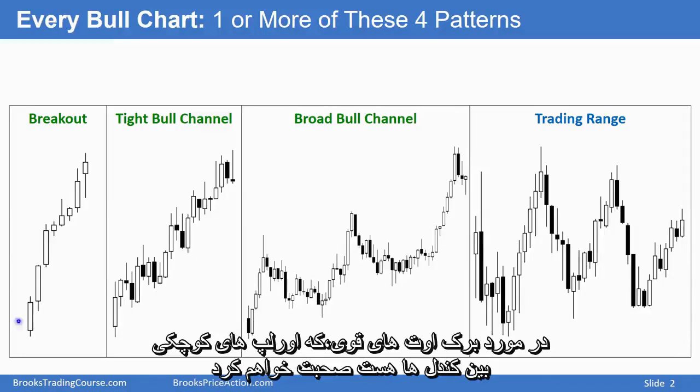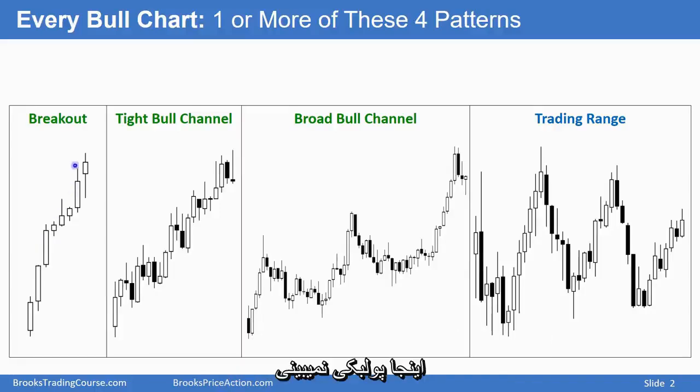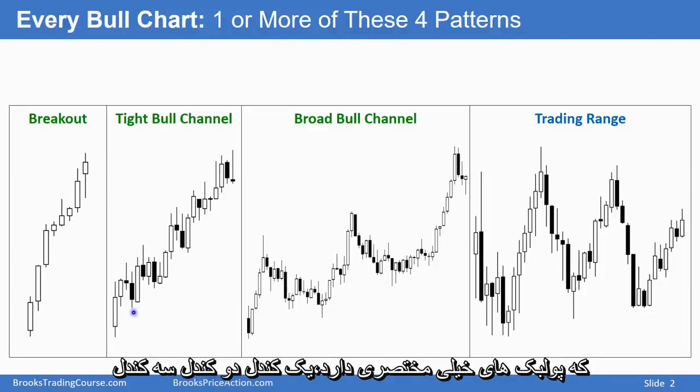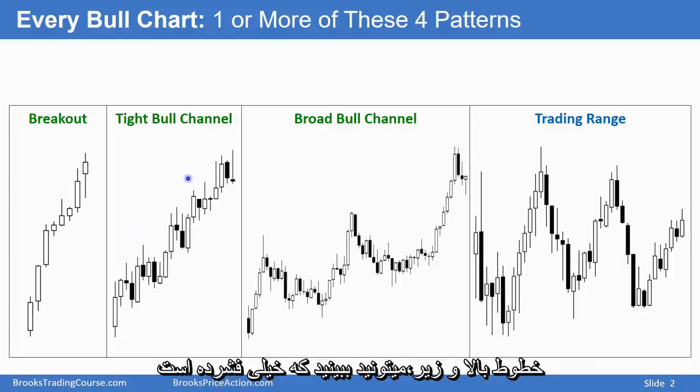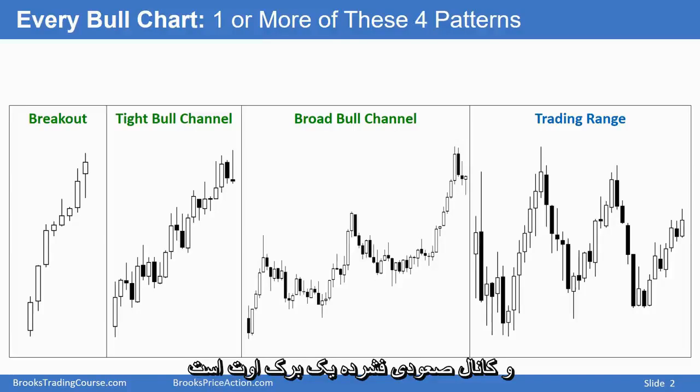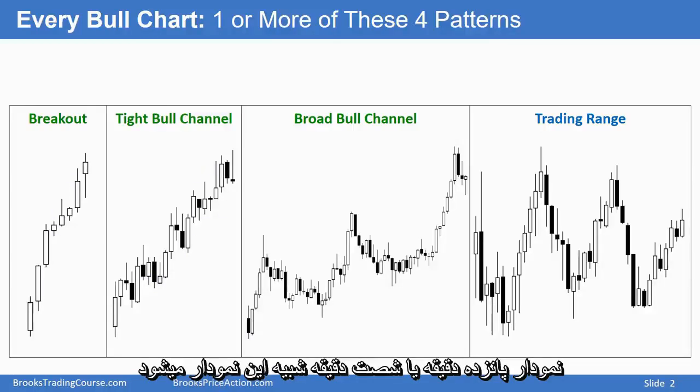I'm going to be talking about a strong breakout, with very little overlap among the bars. You can see here, no pullbacks. And then a tight bull channel, which has pullbacks that are very brief, 1, 2, or 3 bars. If you draw a channel, lines above and below, you can see that it's very tight. A tight bull channel is a breakout like this on a higher time frame chart. So if this is what the 5-minute chart looks like, this is what the 15 or 60-minute chart looks like.